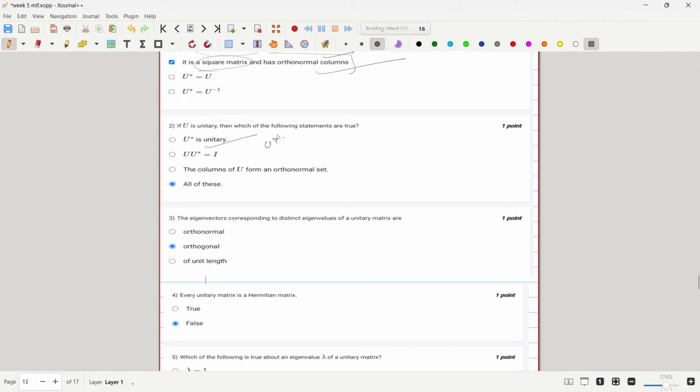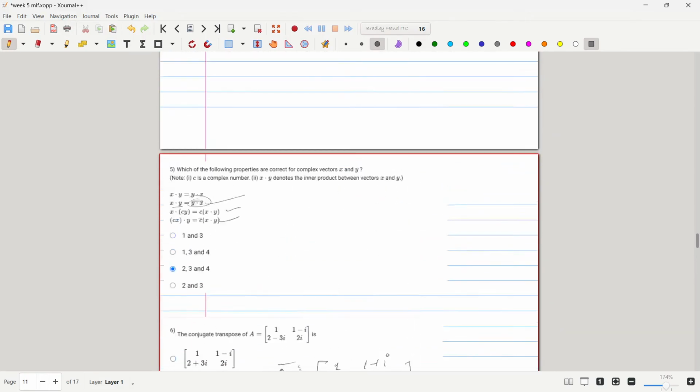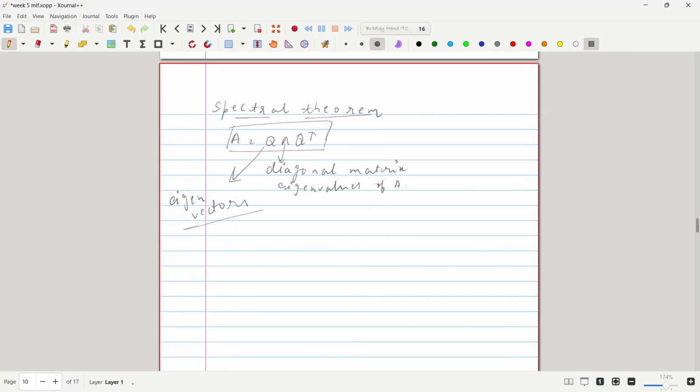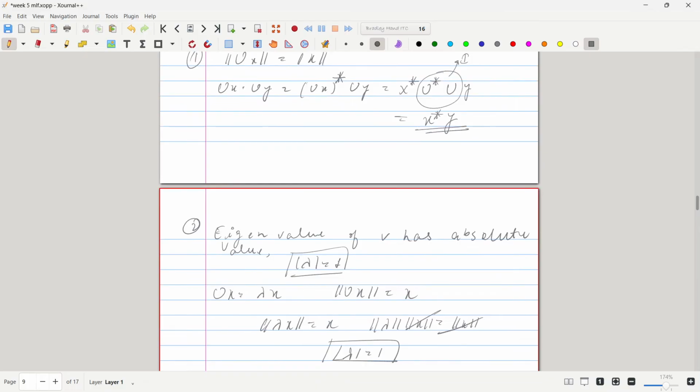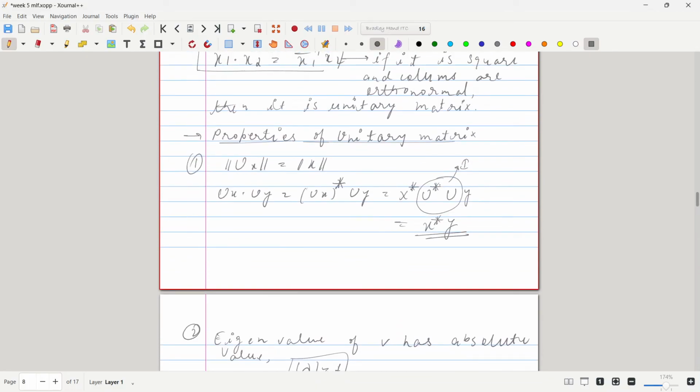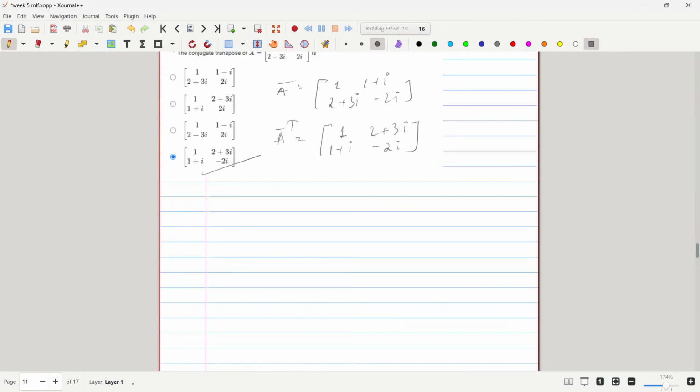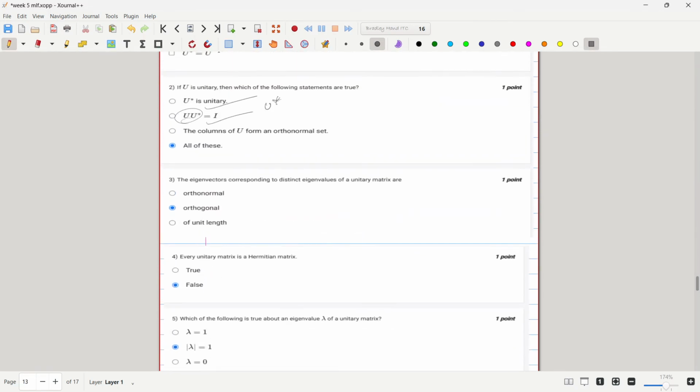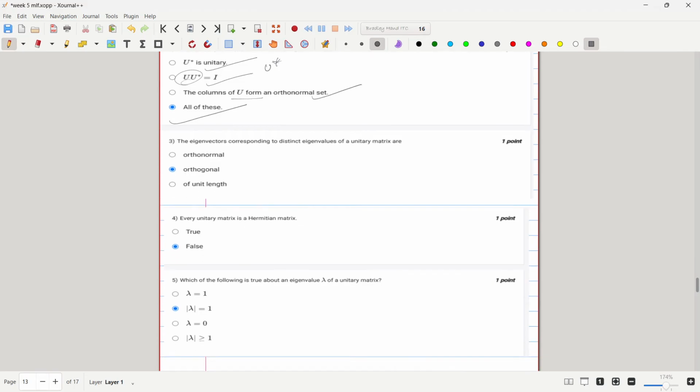U conjugate transpose will also be unitary. U into U conjugate transpose will be equal to I. How? I have mentioned here: U conjugate transpose U, or U into U conjugate transpose, will be equal to the identity matrix. Columns of U form an orthonormal set. This is also true. And so the option will be all of these.